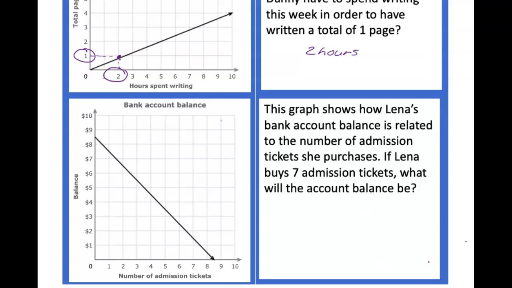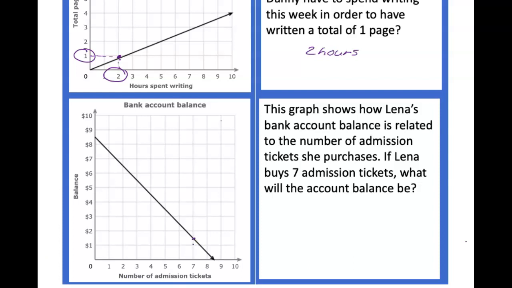Now let me read my scenario. It says the graph shows how Lena's bank account balance is related to the number of admission tickets she purchases. She wants to buy 7 tickets. I see that 7 admission tickets. Okay. What will the account balance be? She wants to buy 7 admission tickets. Okay, that's here. Admission tickets, 7. I'm going to trace that all the way to here. It looks like it's right about here, right?